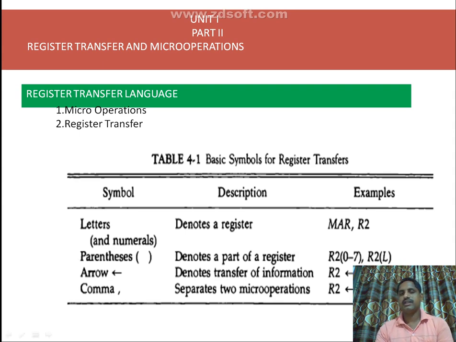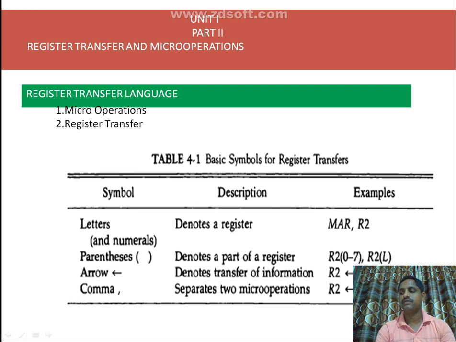And next one, register transfer and micro operations. In register transfer and micro operations, the first one is the micro operation and register transfer. So what is a micro operation? The operations executed on data stored in registers are called micro operations. A micro operation is an elementary operation performed on the information stored in one or more registers.